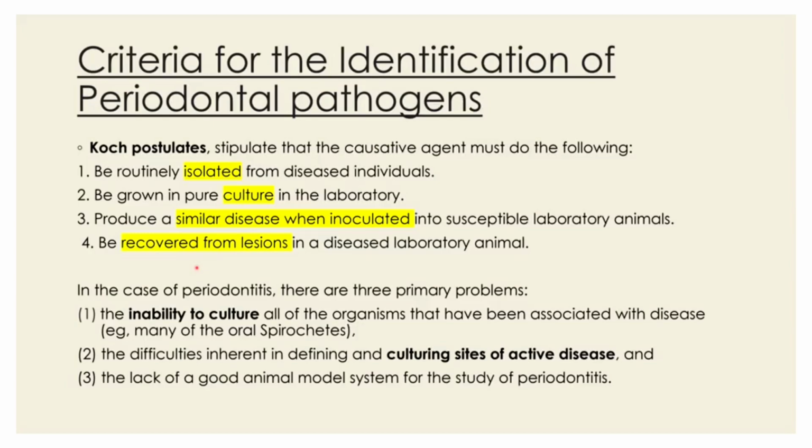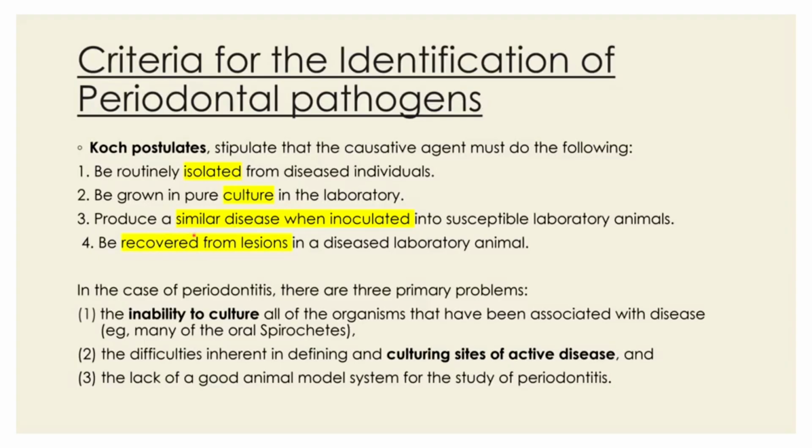There are certain criteria for the identification of periodontal pathogens. The first one was given by Koch and the second one was given by Socransky. Let's see the Koch postulates. The causative agent must do the following. It should be routinely isolated from diseased individuals. It should be grown in pure culture.